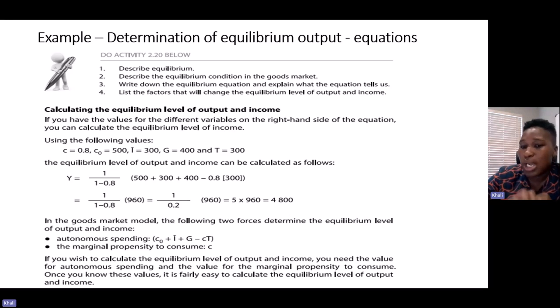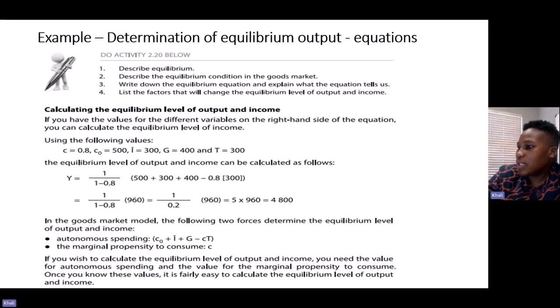So you need to know how to calculate the equilibrium level using the equation. You need to know how to explain it using chain of events. And you also need to know how to explain it using equations. Now, this is an example for equations.